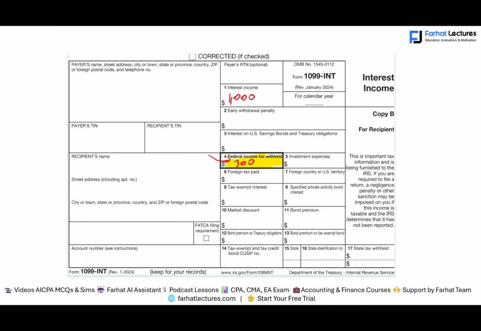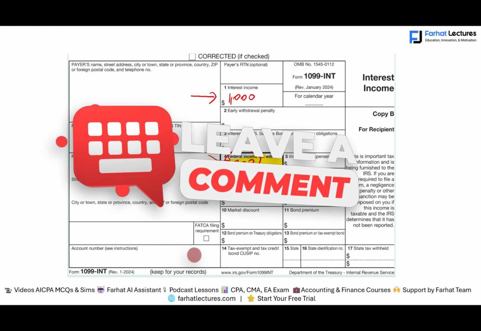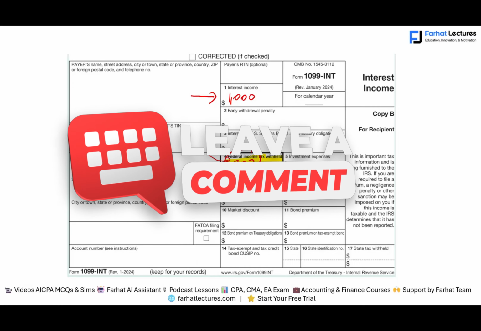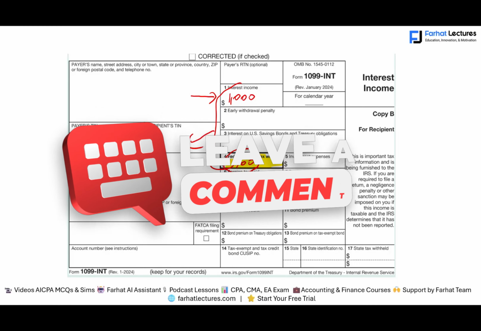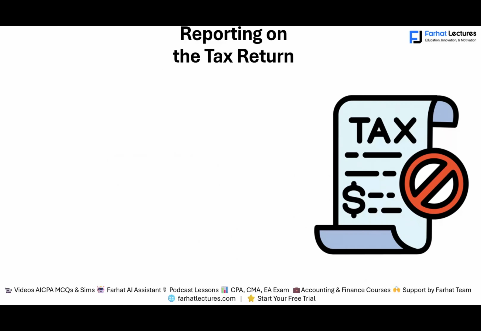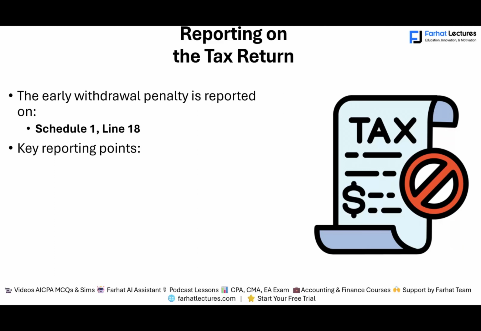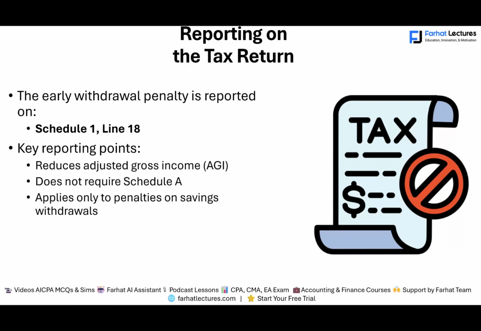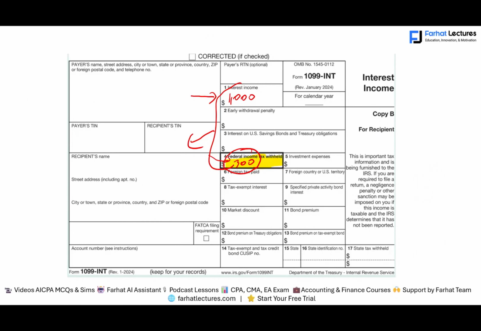Now, when you prepare your 1040, you would report interest of $1,000. Then you would report this $300 on line 18 as an adjustment. So all in all, you will be taxed on $700. Simply put, for that $300 penalty, you are able to reduce your taxable interest by that amount. So the penalty is reported on Schedule 1, reduces AGI, does not require Schedule A, and applies only to penalties on savings withdrawal.